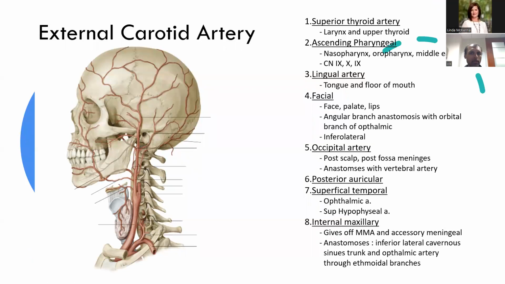And not to go too much into the weeds, but both the external and internal carotid have numerous named branches that come off. The external carotid has eight named branches, starting with superior thyroid, ascending pharyngeal, lingual, facial, occipital, the posterior auricular, superficial temporal, as well as the internal maxillary artery. And as mentioned, they supply the neck, the face, and the orbit, and they have numerous anastomoses with intracranial branches deeper in the orbit and deeper at the anterior skull base.